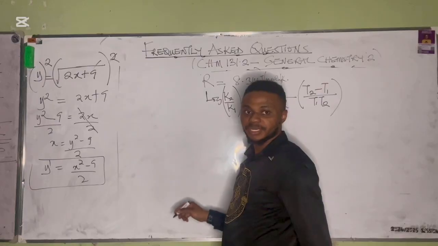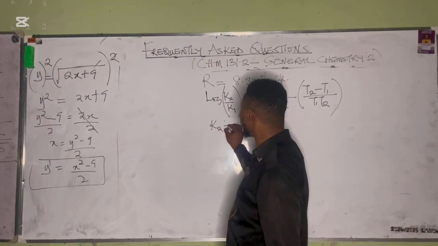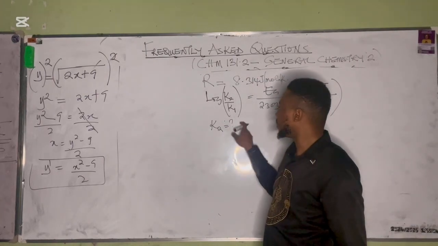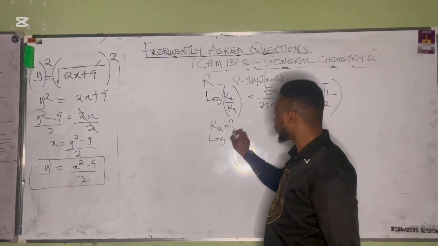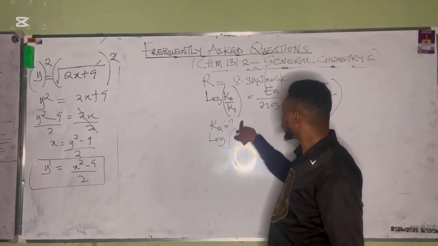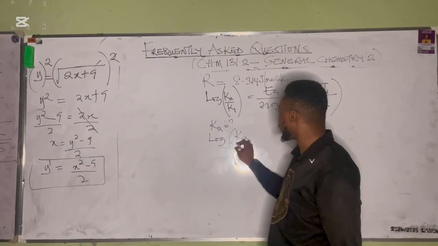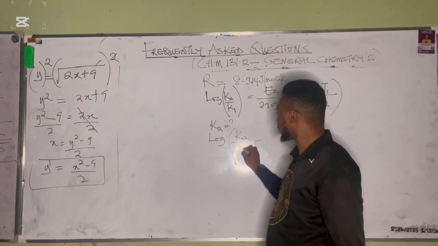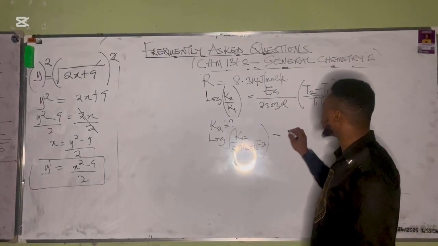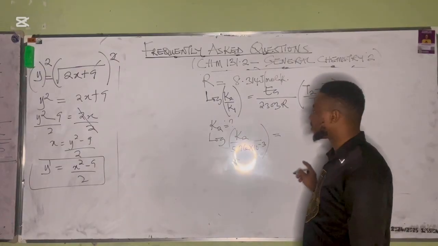Basically we are looking for K2. K2 is what is unknown here, like we said. So let's put in our parameters. We have log K2 over K1, which is 5.76 times 10 to the power minus 3 per second, divided by Ea. We converted this to joules by multiplying by 1000. So what is it?